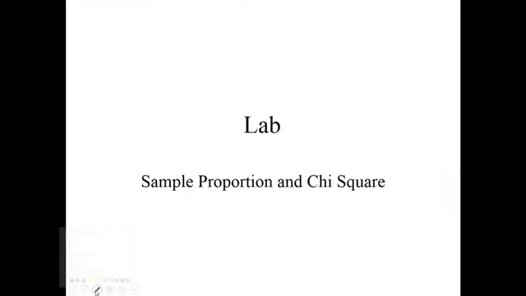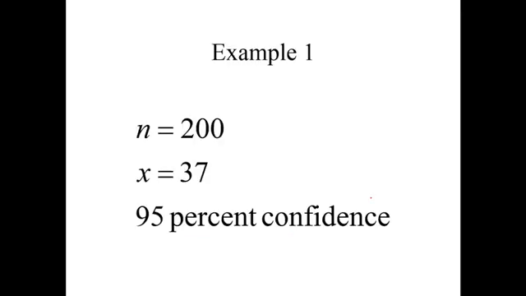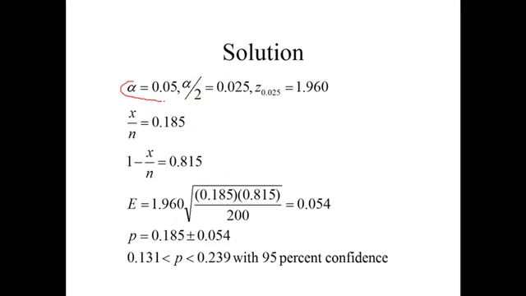Okay, so we need to go through and get our hands a little bit more dirty, doing some examples on the sample proportion and chi-square again. Let's start with example 1. We want to take a sample proportion, sample n equal 200 and x equal 37, and work out a 95% confidence interval. So 95% confidence gives us alpha 0.05 divided by 2, because it's a confidence interval. To the table lookup, get 1.960.